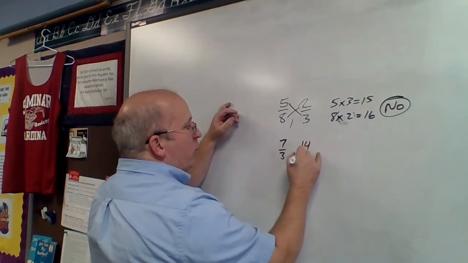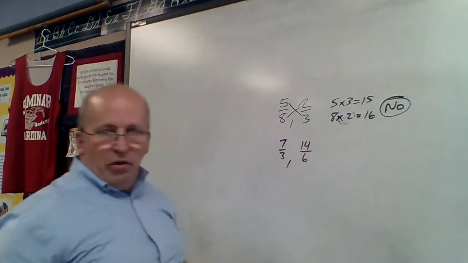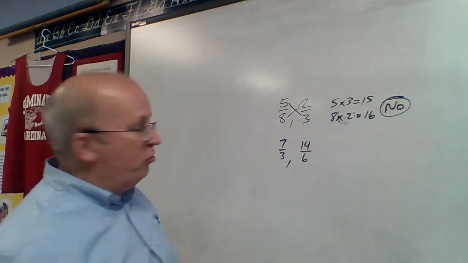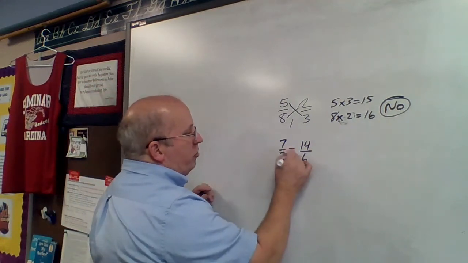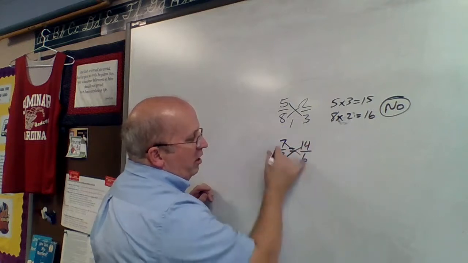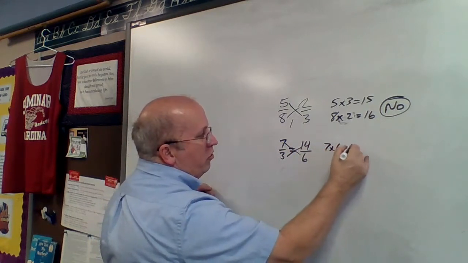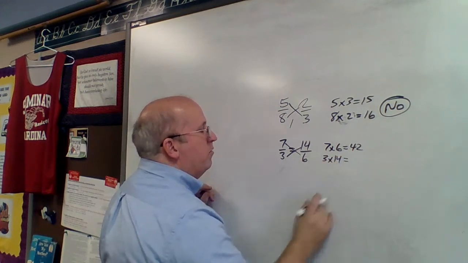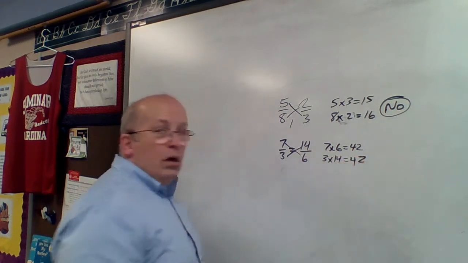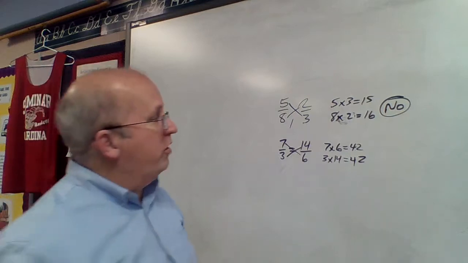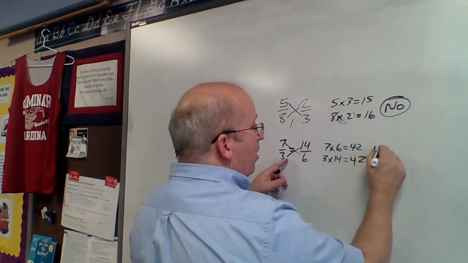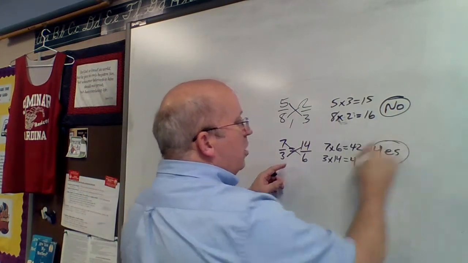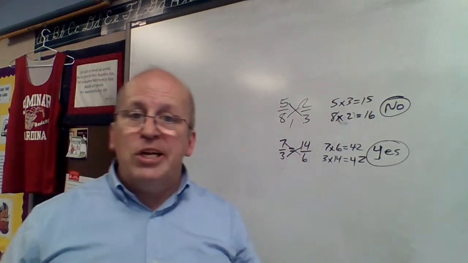How about this set of numbers? 7/3 and 14 over 6. Are those proportional fractions? Let's take 7 times 6, which is 42, and 3 times 14, which happens to be 42. They're equal. What does that mean? It means that yes, these two fractions could form a proportion.